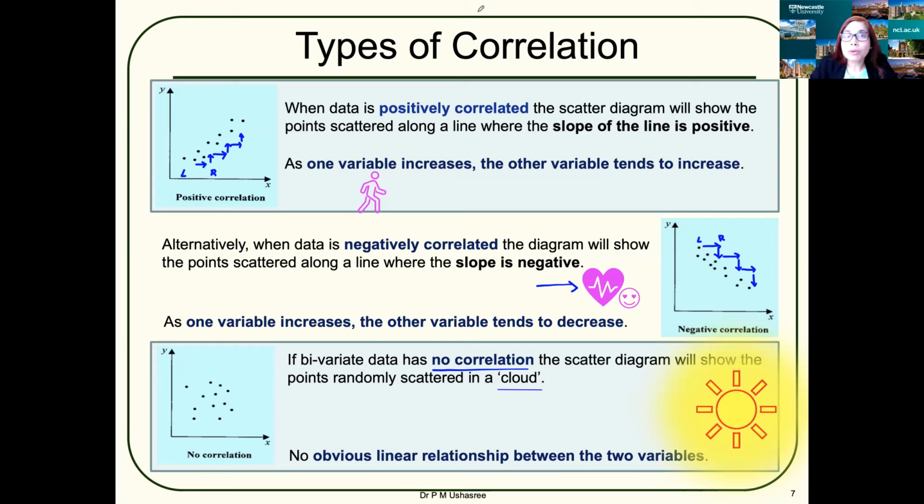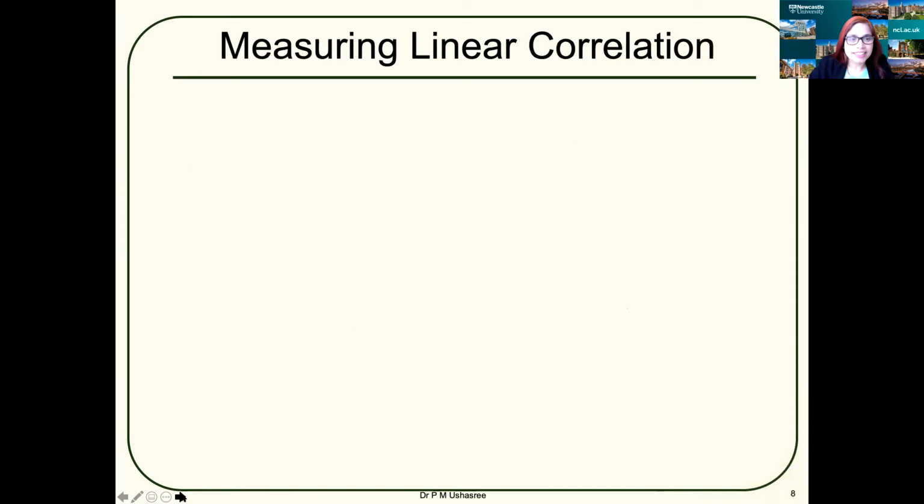Okay, now you know all the three types of correlation. Can you give me an example of positive correlation, negative correlation, and no correlation? Good, thank you very much.